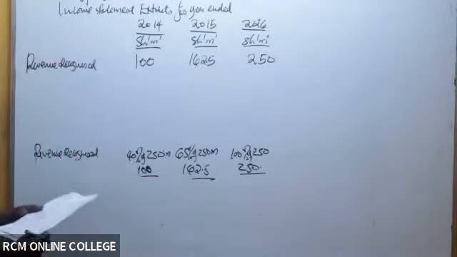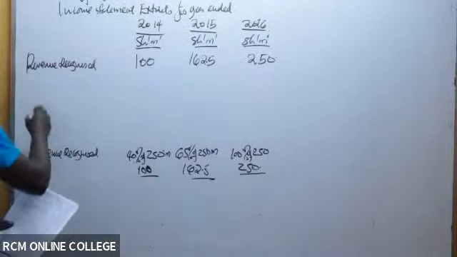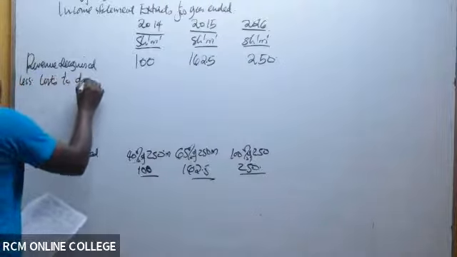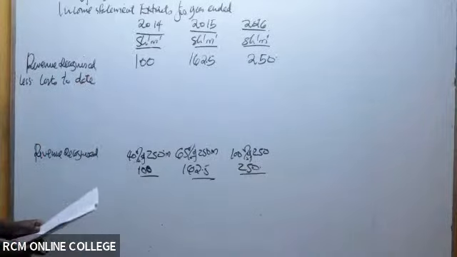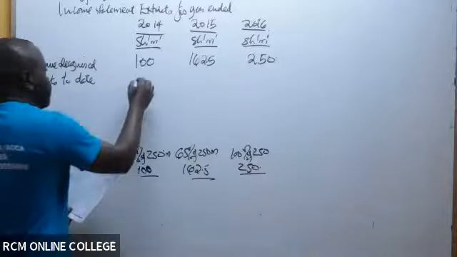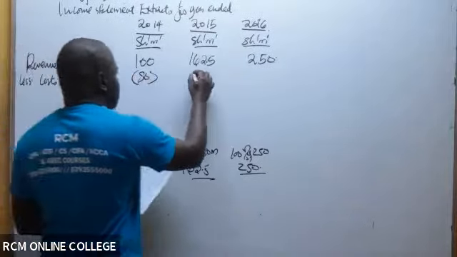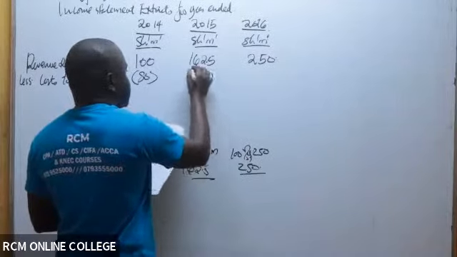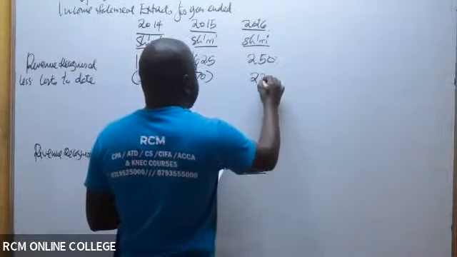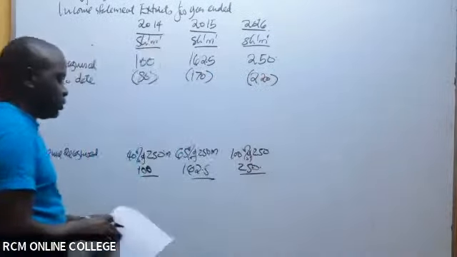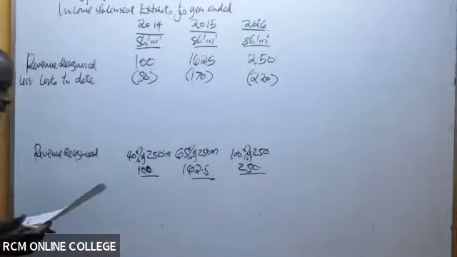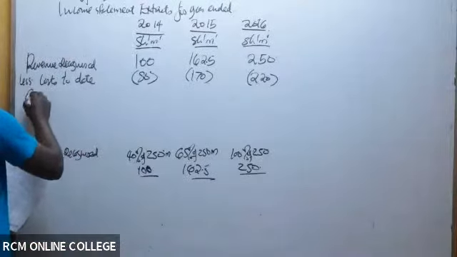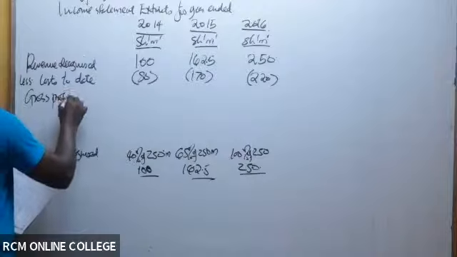Then we less the costs incurred to date, and the cost to date you've already been given in the question. For the first year, it is 80. This one is 170. This one is 220. So with this, we can now get the gross profit or loss on these contracts for each and every year.